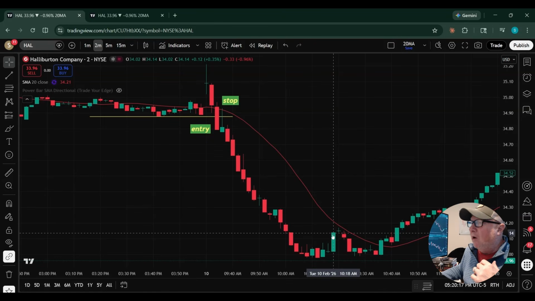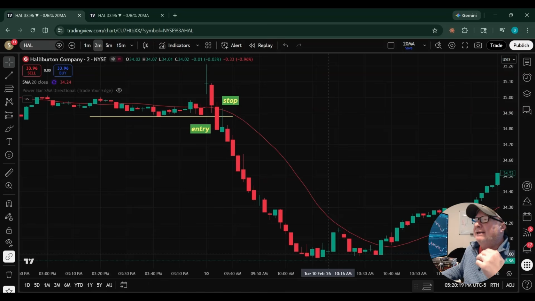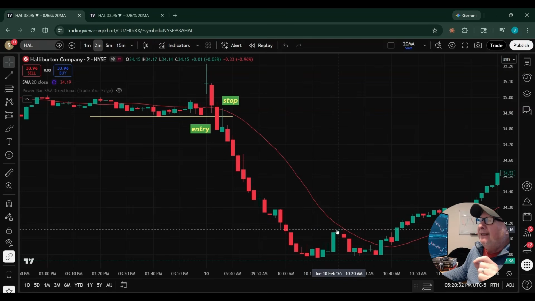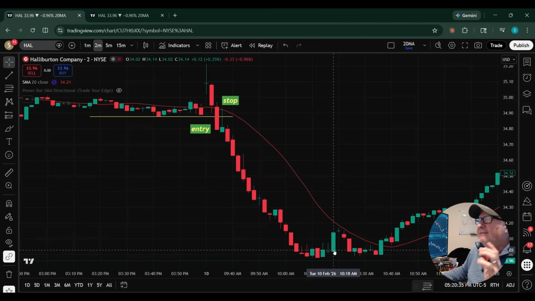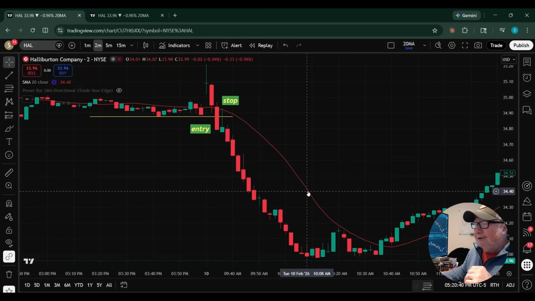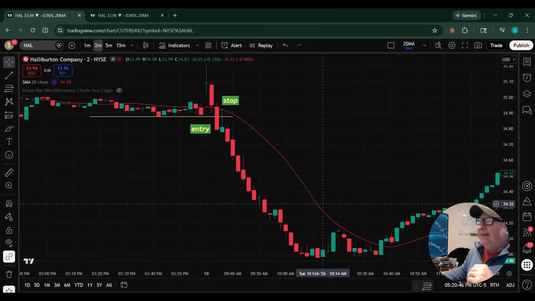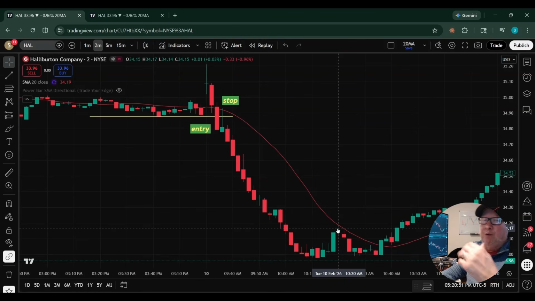I'm not going to get long here because it's away from my anchor, right? This power bar is forming, originating away from the anchor. I want power bars that begin at the anchor. It's also a power bar that's forming counter to where my anchor is pointing, right? The 20 here is trending lower, and this power bar is moving into a 20 that's running against it. That's not a trade for me.